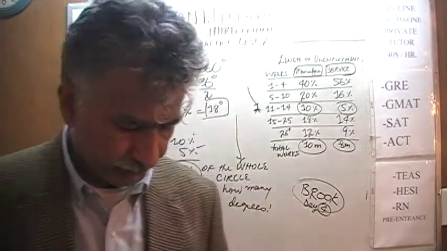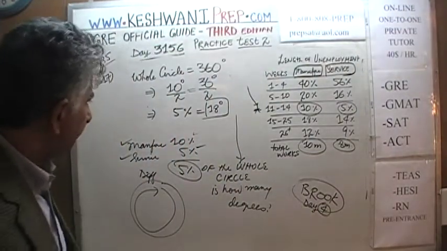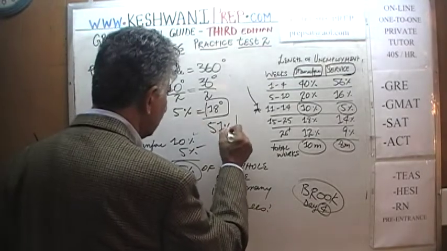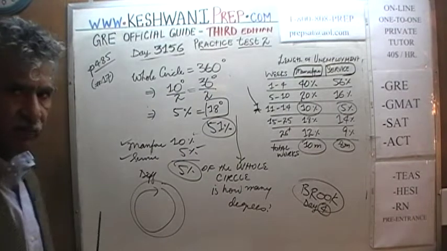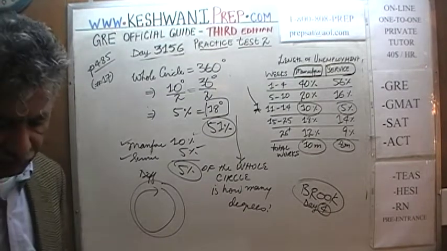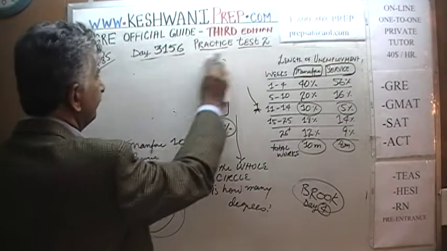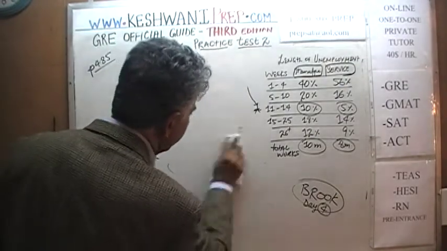That's all. If you're curious as to how people did on this question, about half the people got it right when this question appeared in the real exam. The percentile is 51%. This is number 18.